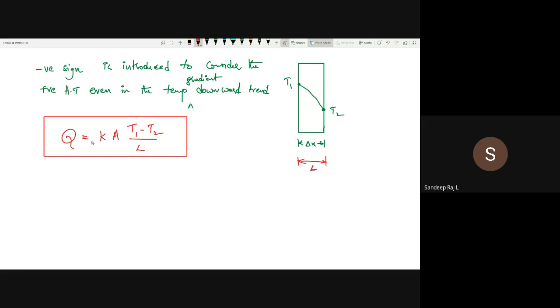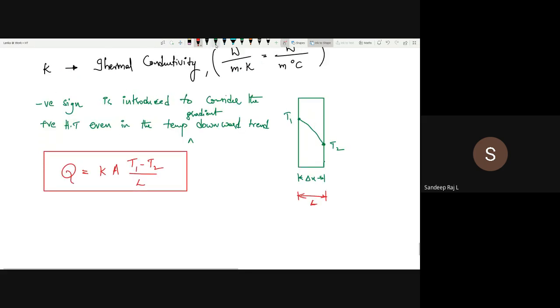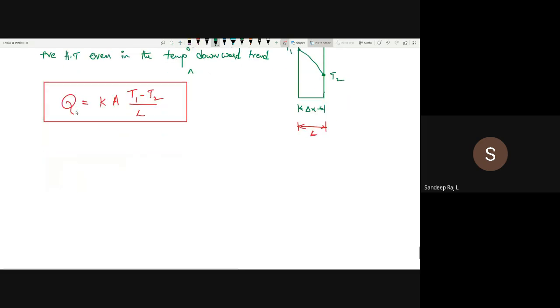So we'll move on to our discussion about the thermal conductivity. Okay, the thermal conductivity is a very important concept as far as conduction is concerned. So first let us define what the thermal conductivity is. Thermal conductivity is the ability of the material to transfer heat. If this value is very high, then the ability of the material to conduct heat will be very high. If the value is very low, the ability of the material to conduct heat will be very low.